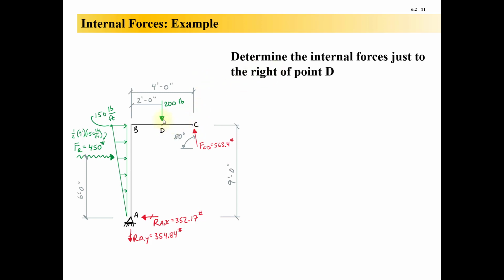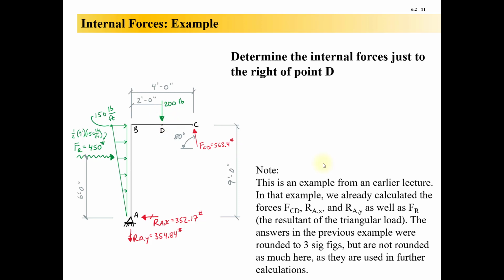So here's point D, and I'm saying just to the right. I can't cut at D because there's a concentrated load there. So I'm saying just to the right of it. One other thing, if you're going back and comparing notes, is I went ahead and showed more significant digits in these answers than there were in the original example. If you recall, the original example was solving for the reactions RAX and RAY, and I left them at 3 significant figures in that example. But to make all the numbers work out exactly right, I went ahead and showed more significant figures, so there was no round off issues here.